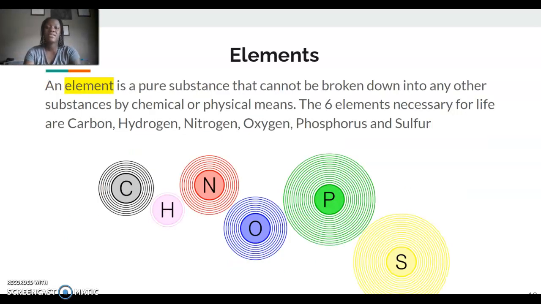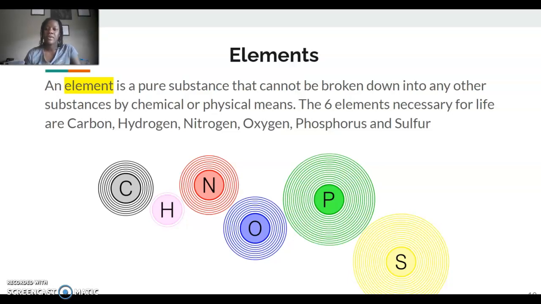Next, we have an element. An element is a pure substance that cannot be broken down into any other substances by chemical or physical means. The six elements that are necessary for life are carbon, hydrogen, nitrogen, oxygen, phosphorus, and sulfur. And we're going to talk about these six elements from here moving forward till the end of biology because they are a recurring theme.